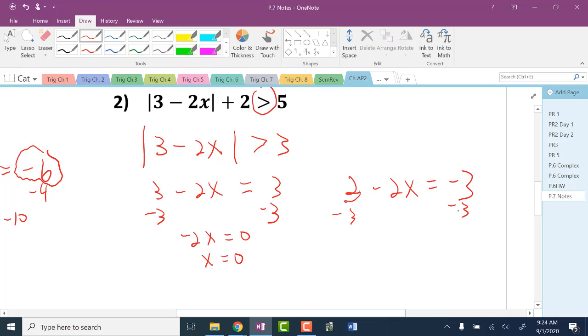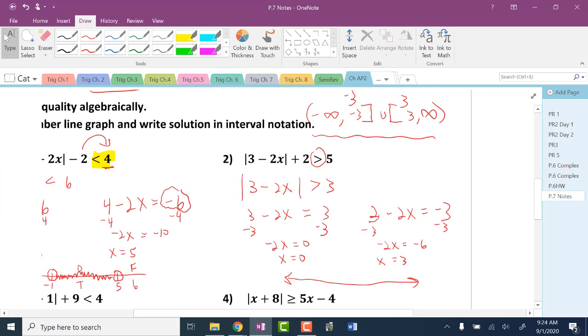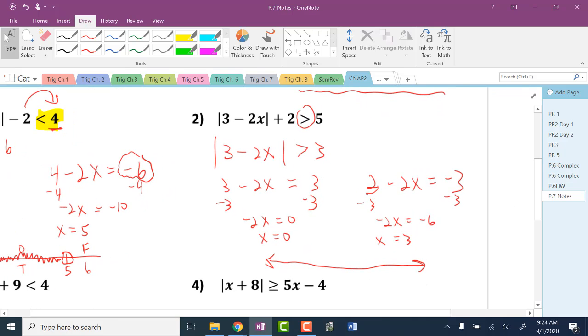Subtract 3, and you get -2x equals -6. Then you get x equals 3. Okay, just want to make sure we're good on that. And then you go to the number line. Or if you're a memorizer and know that this was a greater than, what it's going to be is 0 will be here, and 3, oddly enough, will be here, and it'll go in opposite directions, and I'll prove that.